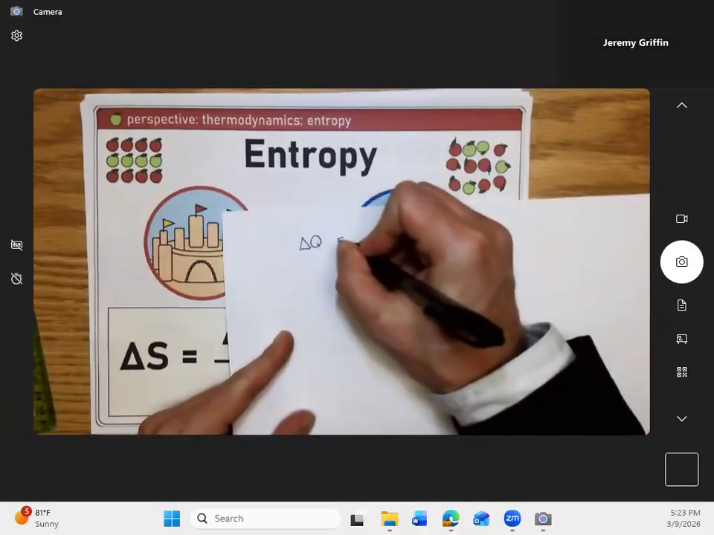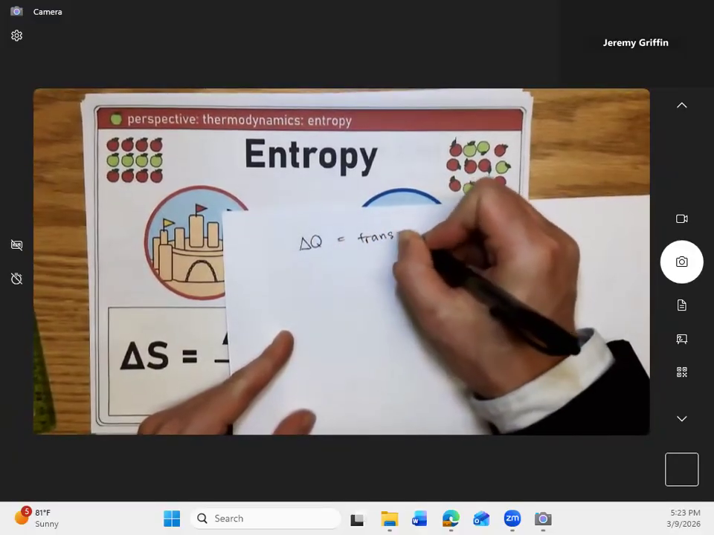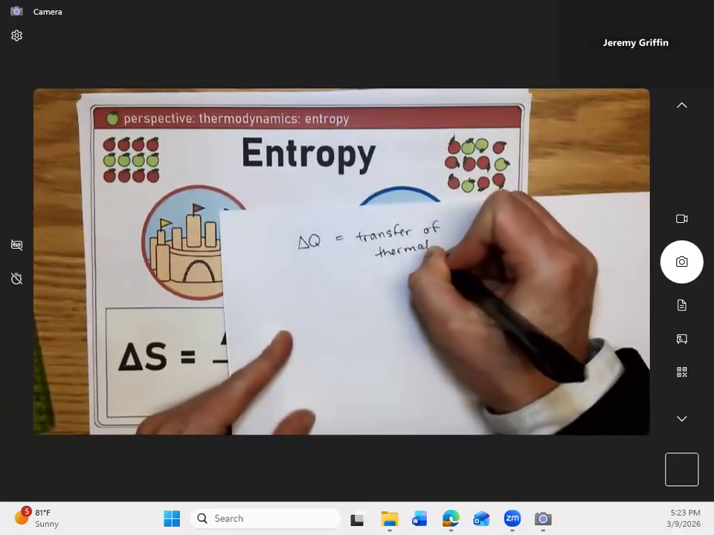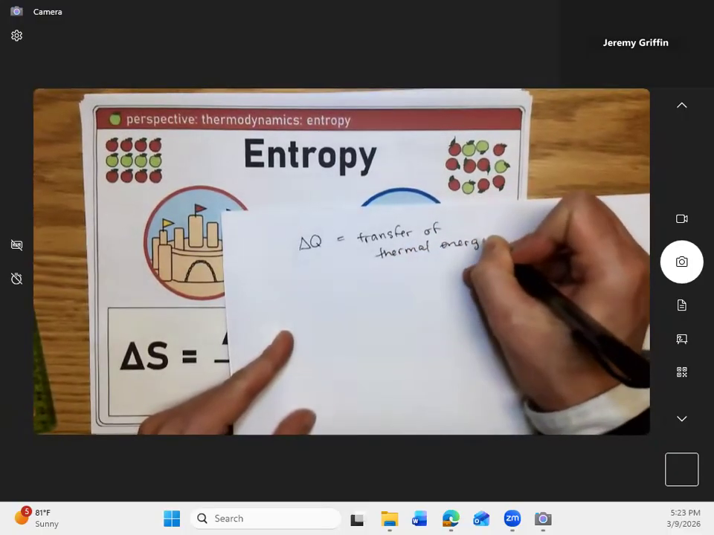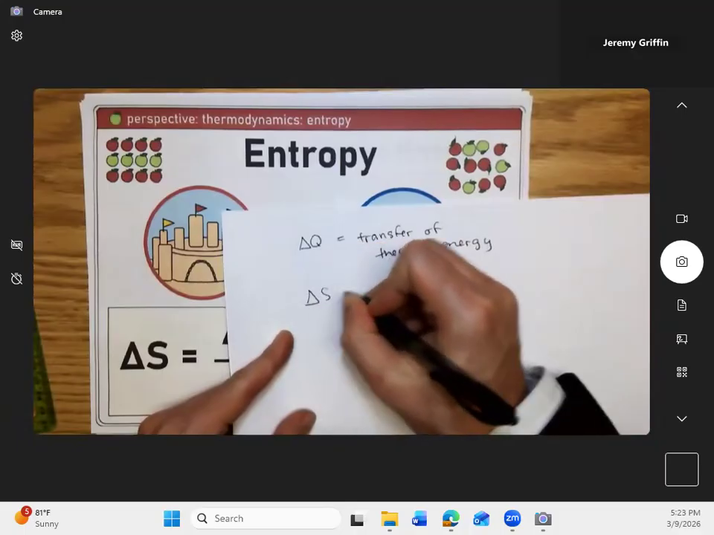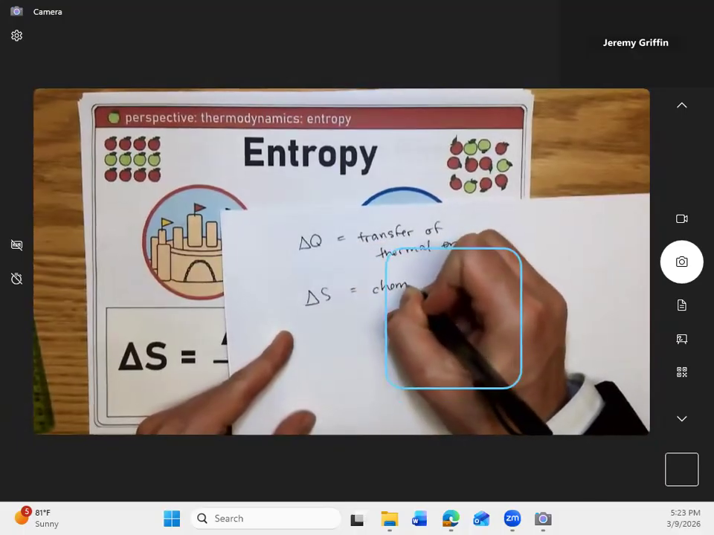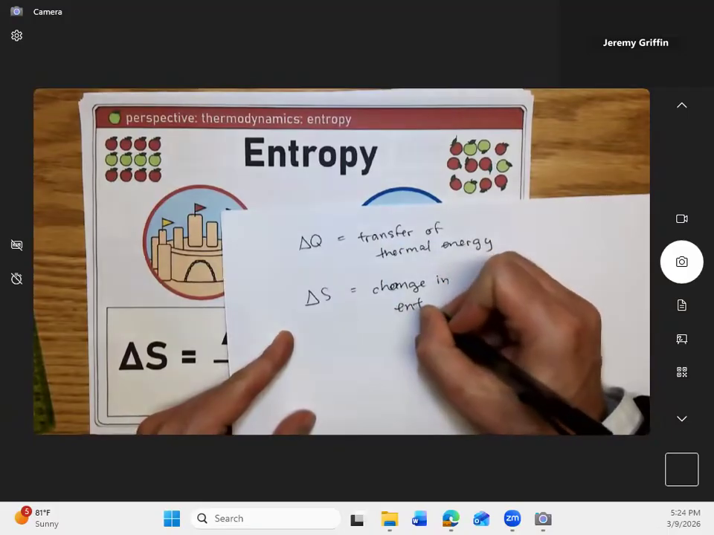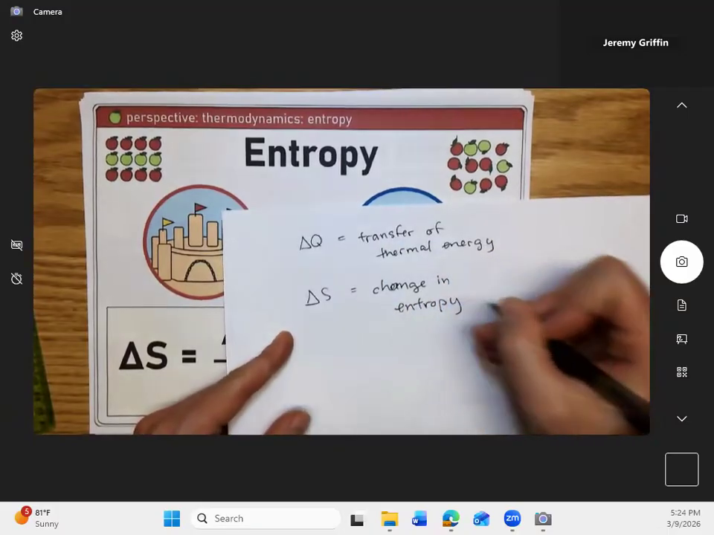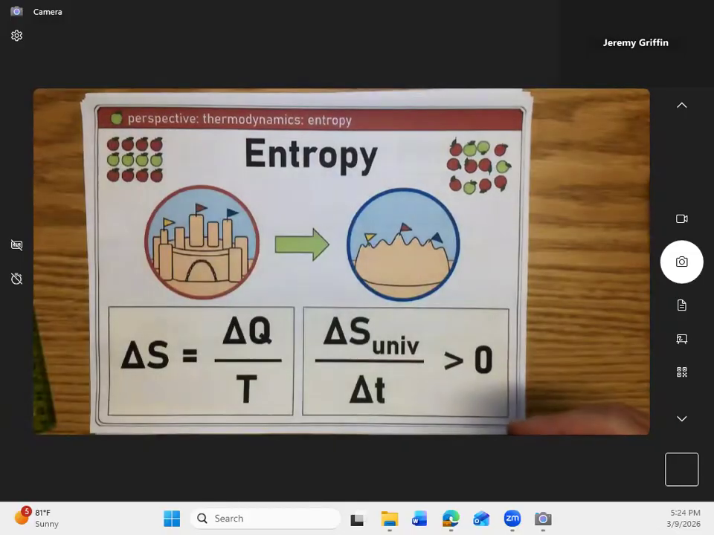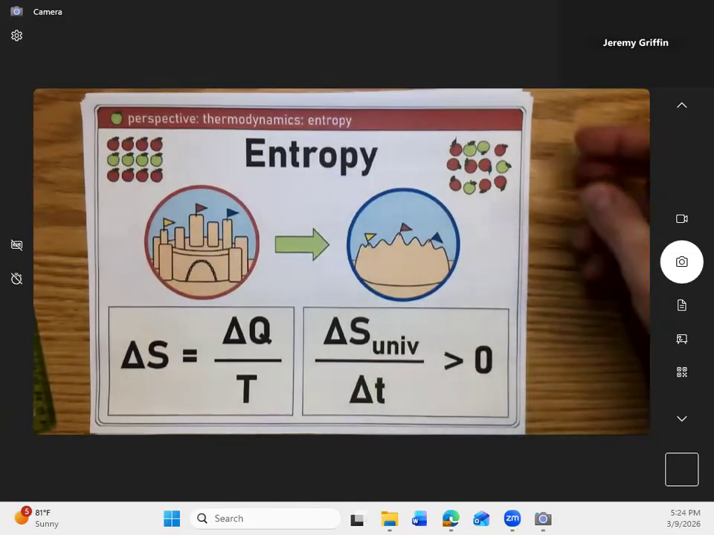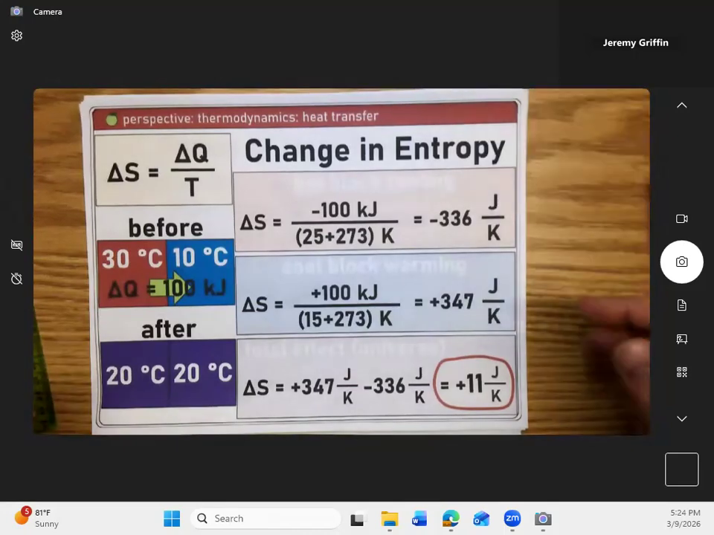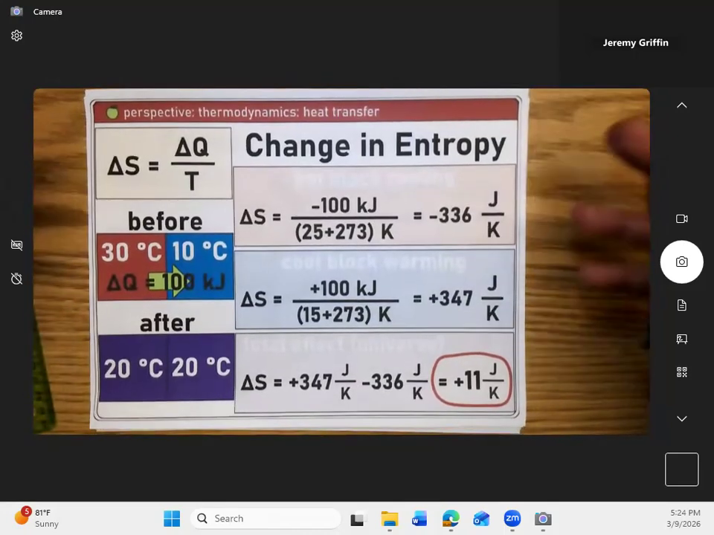So delta Q is transfer of thermal energy. When we see delta S, that's a change in entropy. You can think of it like an increase in disorder or a decrease in availability of useful energy. Okay, so let's look at another entropy example.